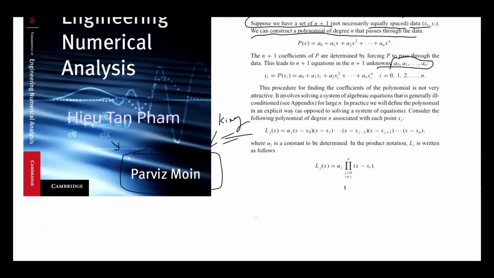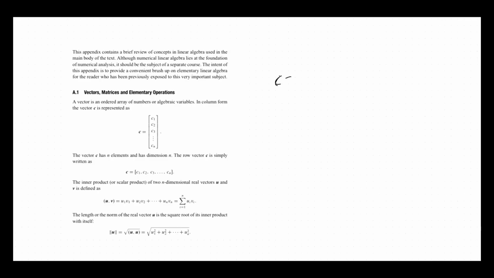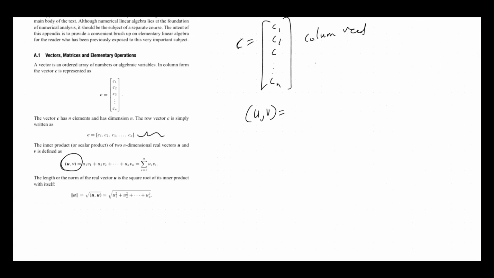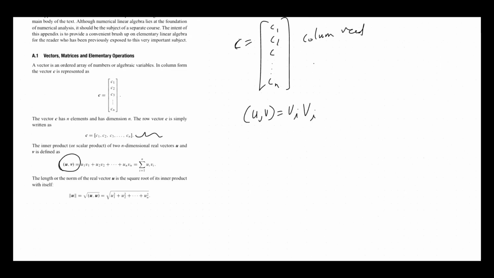The other person you should give credit to is this person over here. The C2, C3, all the way to Cn. This is called the column vector. We see a row vector here. We see an inner product, and I guess in this book, inner product is u comma v, which equals the summation of u_i v_i. Okay, and summation of all those.